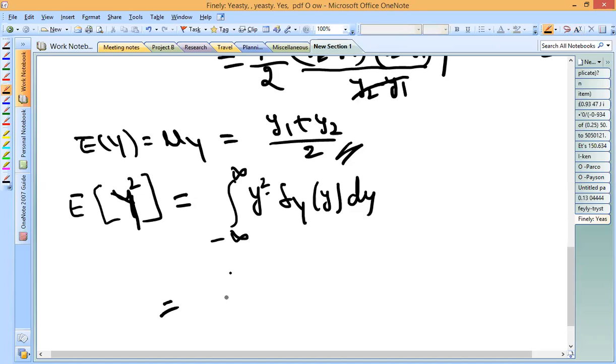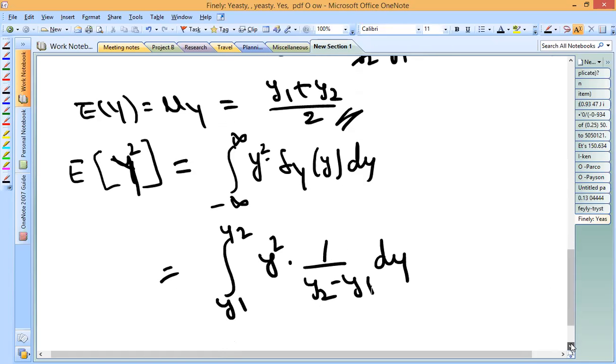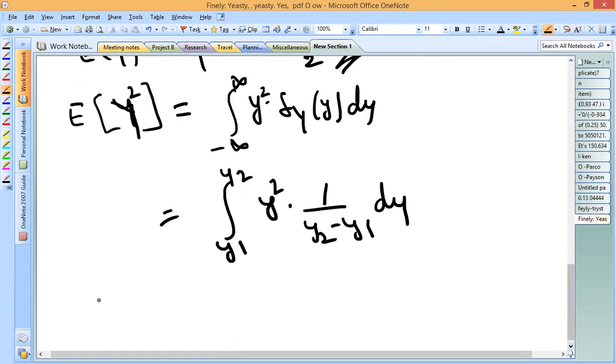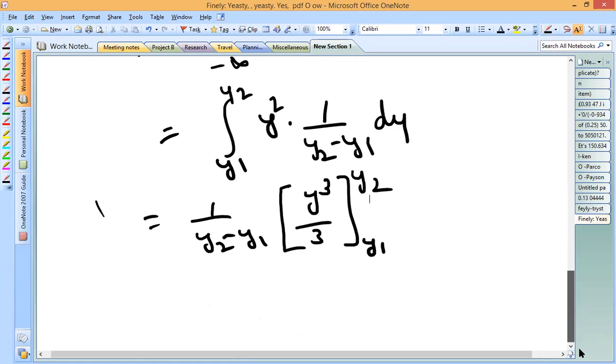Is equal to, we'll change the limit, minus infinity to plus infinity, as y1 to y2, and y square, and fy of y is replaced as 1 by y2 minus y1 with respect to dy. So once again you are going to take this 1 by y2 minus y1 outside the integral. And what is the integration of y square with respect to y? Y cube by 3 with the limits y1 to y2. Right? Now substitute the limit.